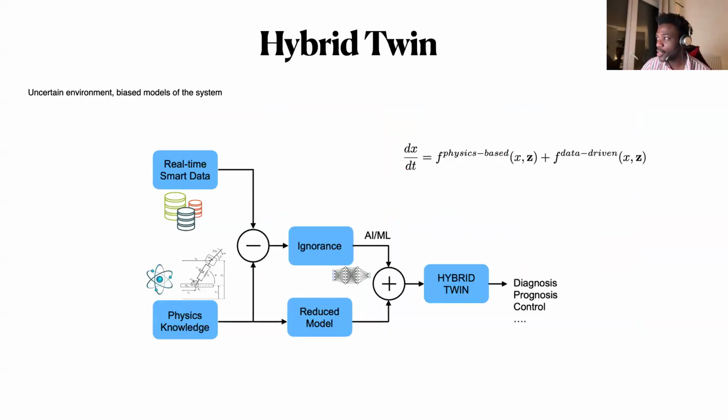So hybrid twin, in the way that we define it, is an additive model combination between a physics-based estimation and a data-driven correction, where you have a physics-based model. Okay, you can see.